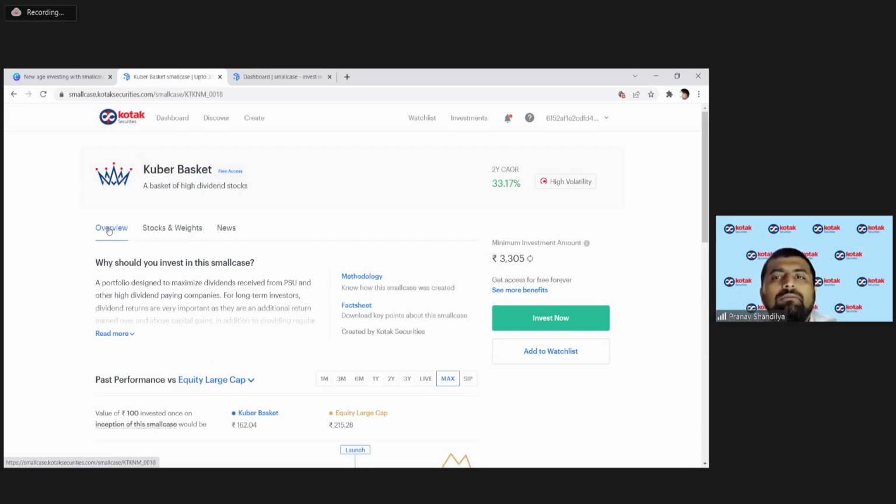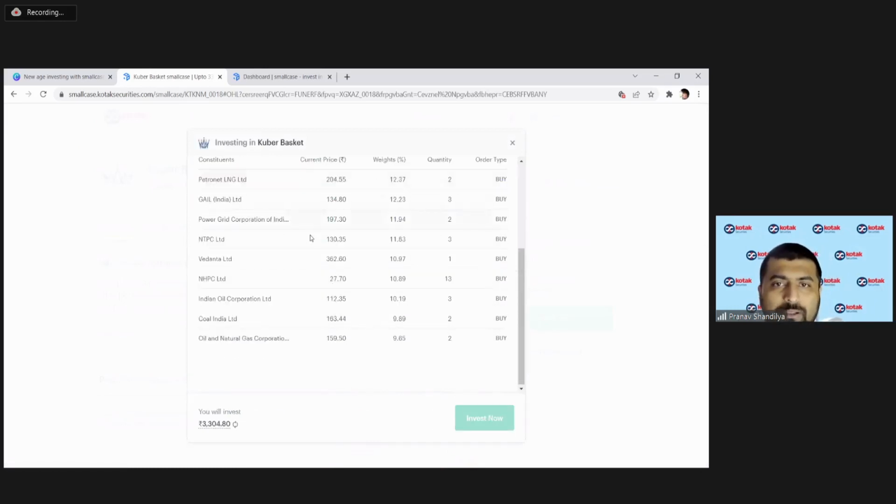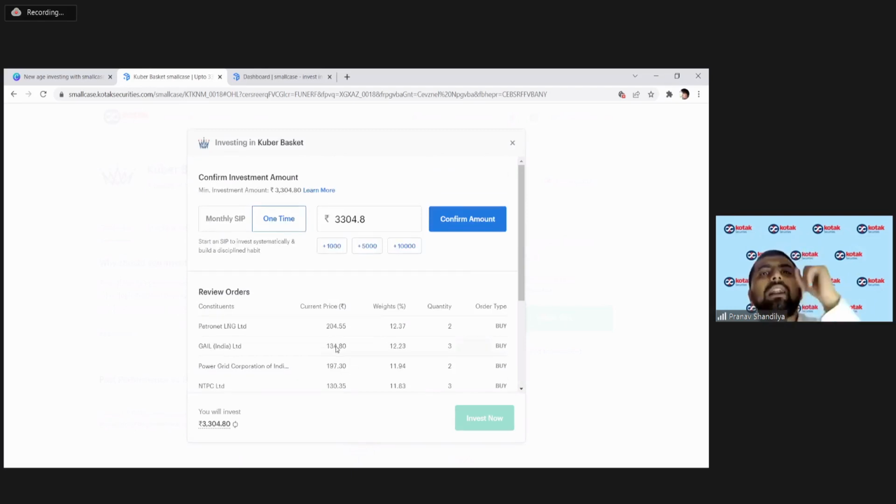Now, how do we figure out the amount required to start our investment in baskets like this? You can see that under minimum investment amount over here. For every smallcase, the minimum investment amount will be different, and it will change day to day. Why does it change? Because if you see the list of stocks, each of these stocks will have a current market price. And the current market price of these stocks will be changing with time. In fact, it will change minute to minute.